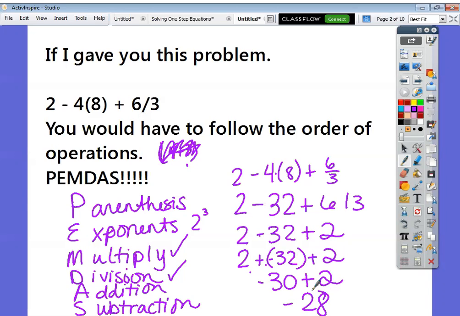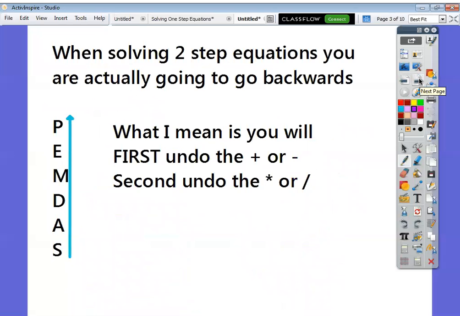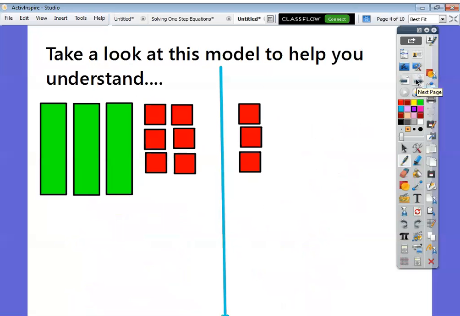So if I were to give you a problem like this, we would have to follow the order of operations. But when you have an equation, you actually go backwards through PEMDAS. So what that means is when you solve your two-step equation, you are going to first undo the addition and subtraction with your variable, and then you're going to undo the multiplication or division. So let me show you what it looks like by using this model.